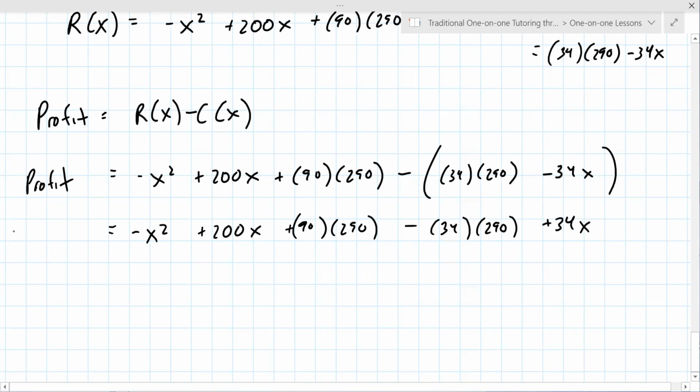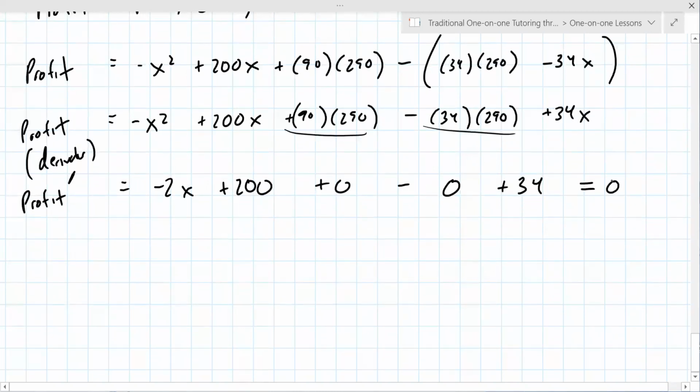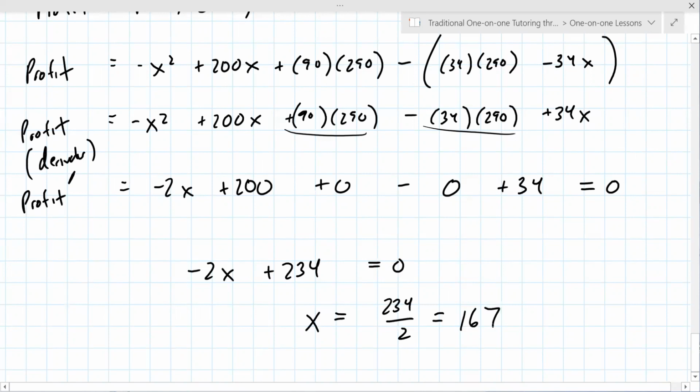And now you're trying to figure out max profit, so you need the derivative. So minus 2x plus 200, 0 plus 34. Oh yeah, sorry, plus 34. Now, see how these constants don't matter because they're 0 when you take the derivative. That's why you do it. So you set this equal to 0. You have minus 2x plus 234 equals 0, and you solve for x. X is 234 divided by 2. It's 117.